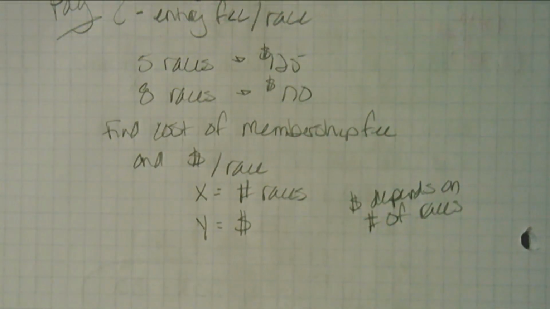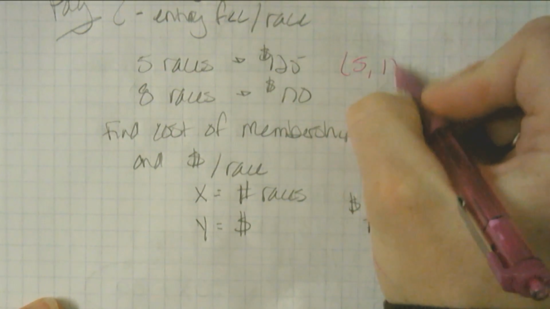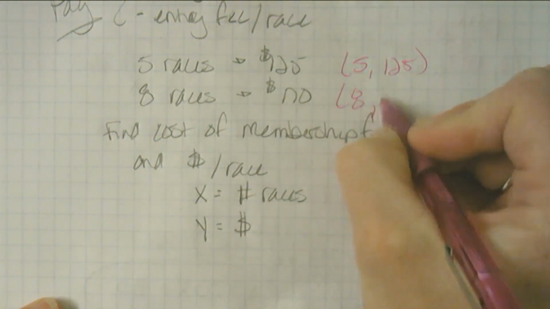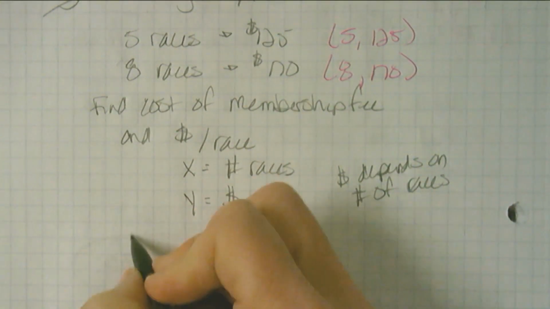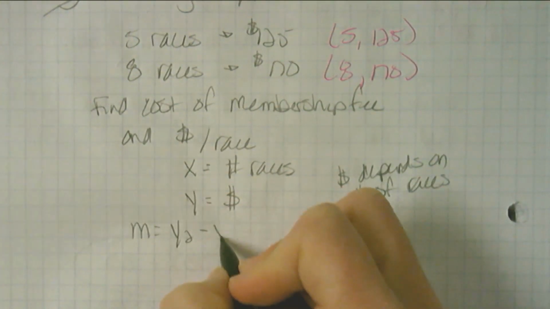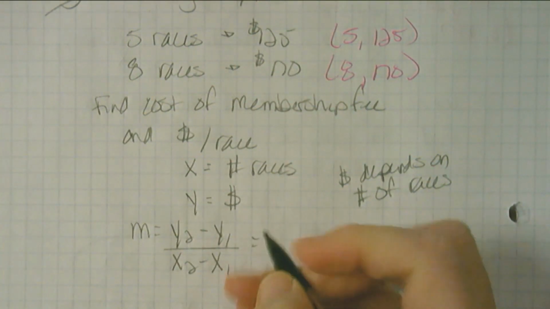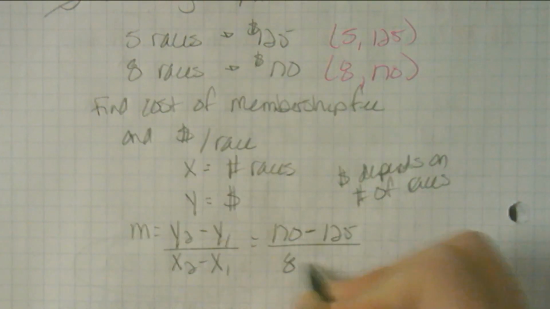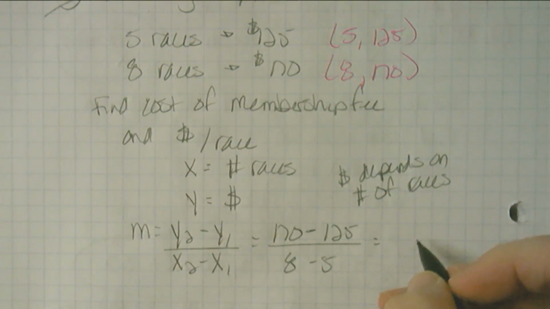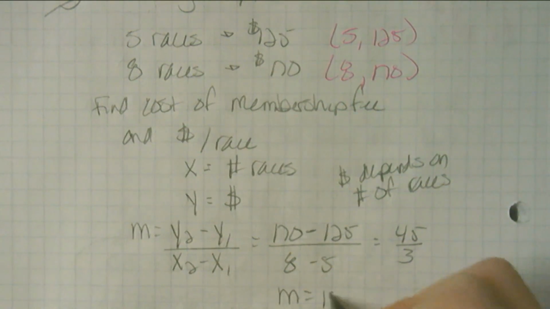So what information have they given us here? Rita? They've given us 5, 125, and they've given us 8, 170. All right, so we need to find slope. Y2 minus Y1 over X2 minus X1. I'm going to help us do this really quickly. So let's do 170 minus 125 over 8 minus 5. This simplifies to 45 over 3, or a slope of 15.